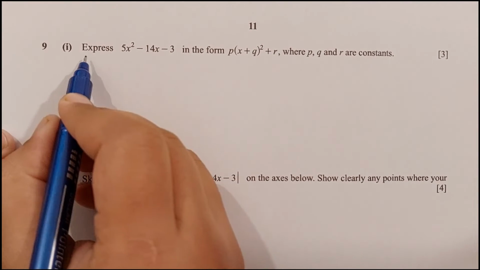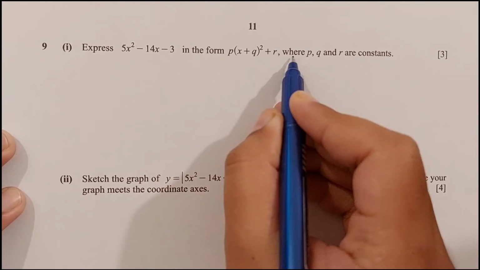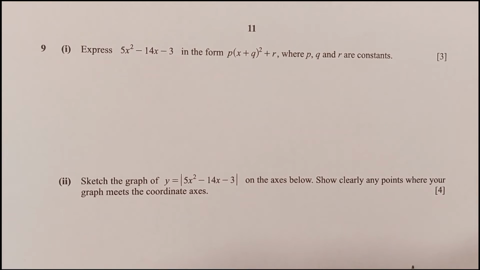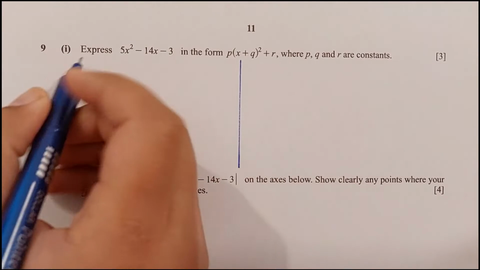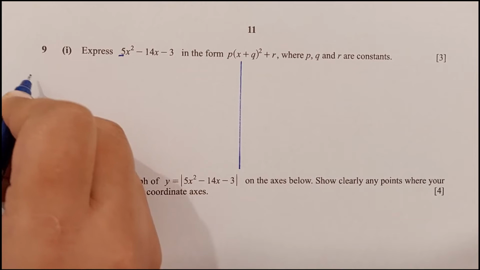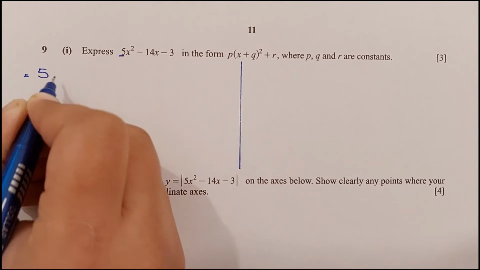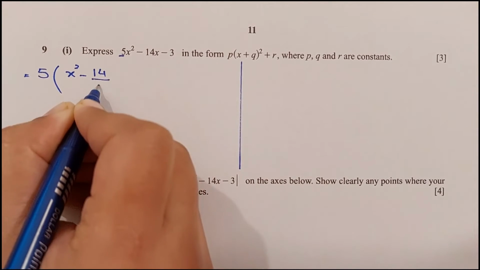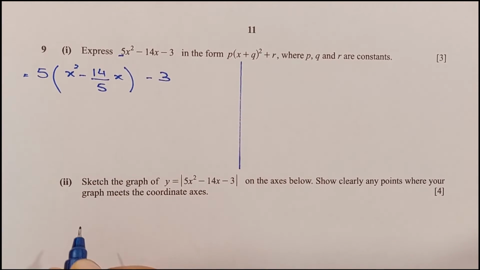Question number 9, part 1. Express the standard form of the quadratic equation into the vertex form where p, q, r are constants. Okay, there are a few steps to convert the standard form to vertex form. So let's do it step by step. In the first step, we have to take the coefficient of x square common from the first and the second term. The coefficient of x square is 5. Let me take 5 common from the first and the second term. So we have x square minus 14 divided by 5 x, and negative 3 is outside, right?